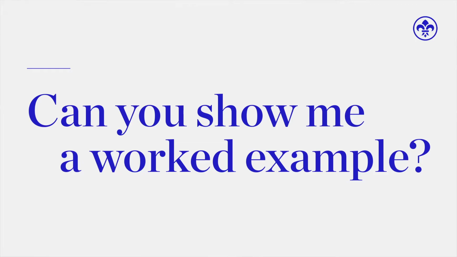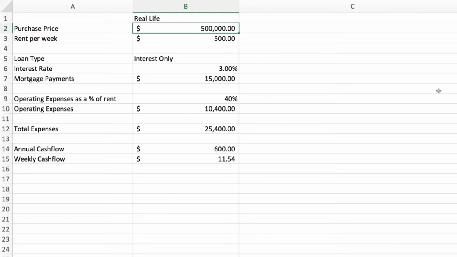Next, I want to give you an example of what real life looks like compared to what the bank looks like when they look at it through their servicing workbook. In real life, let's take an example of a property worth $500,000 that gets $500 a week rent. Now, if you borrow 100%, so $500,000, and you fix at 3% and have an interest-only loan, which is very common for an investment property, then your mortgage payments are $15,000 per annum.